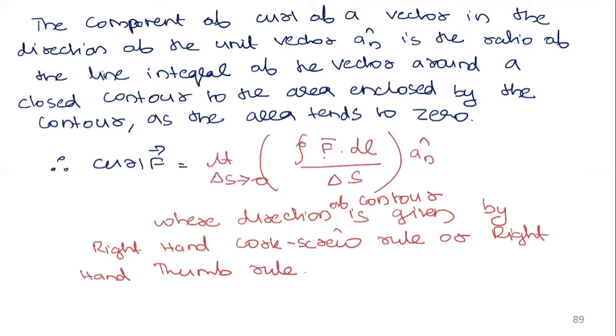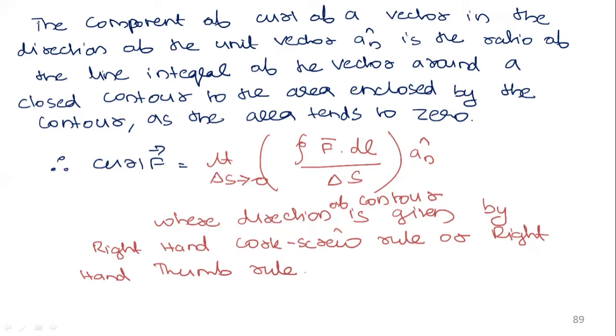Here what we are talking about is the ratio of the line integral of the vector around a closed contour to the area enclosed by the contour as the area tends to 0. There it was all about the volume tending to 0. So the component of curl of a vector in the direction of the unit vector an.